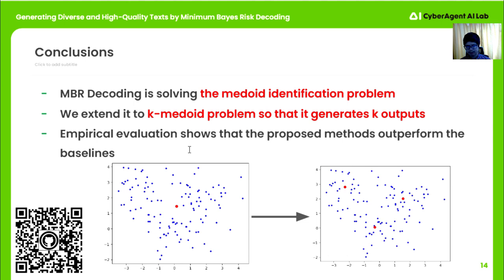So to conclude the talk, MBR decoding is solving the Medoid identification problem, and we extend it to the K-Medoid problem so that it generates K diverse outputs. And we also conducted experiments and showed that the proposed methods outperform the baselines. So that's the takeaway. MBR is Medoid identification, and we exploit it by extending it to the K-Medoid problem.